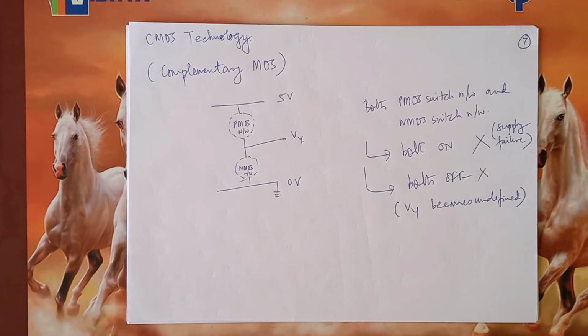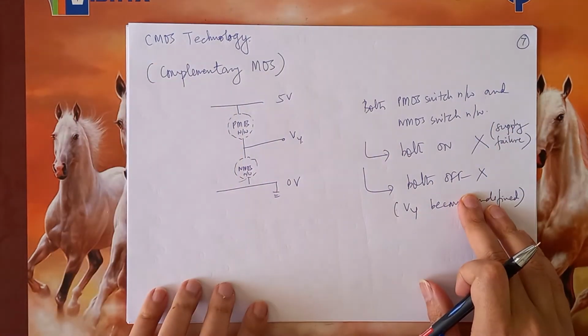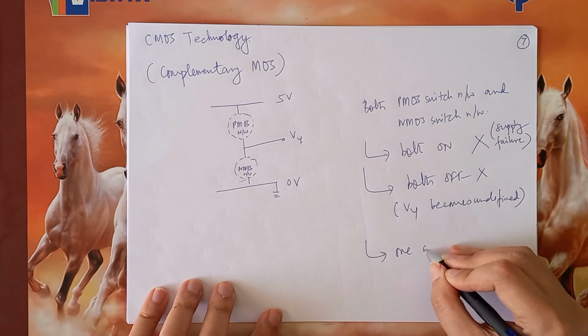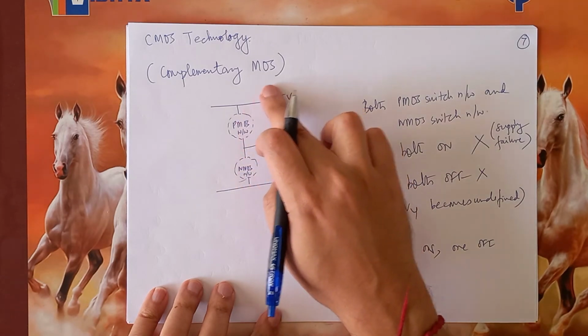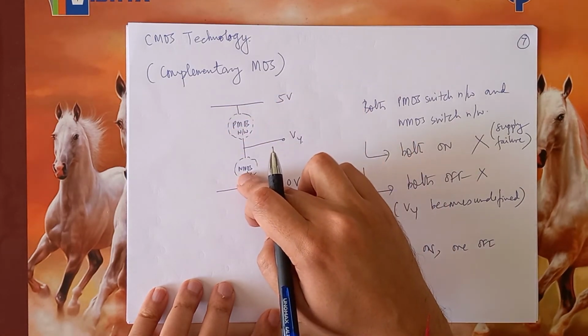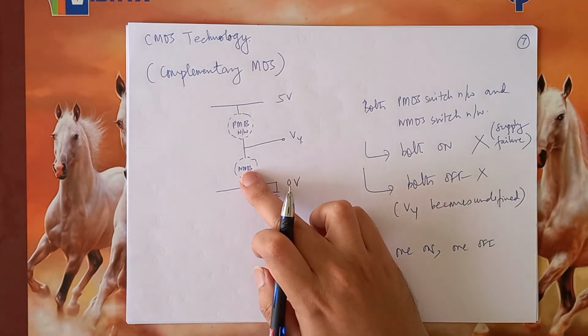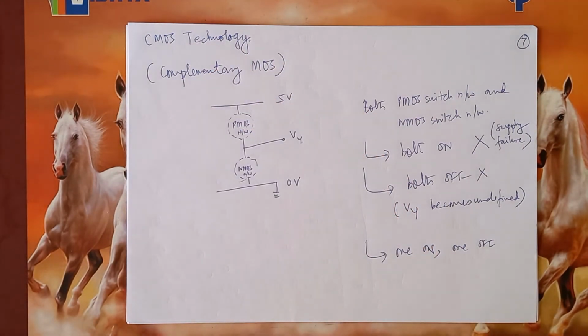Both of these we don't want. But the consequence of this discussion is to imply that at any point of time, only one will be on, thereby giving Vy a connection to either 5 volts or 0 volts, but not both of them together. So when the NMOS network is on, the PMOS network is off, or when the PMOS network is on, the NMOS network is off. Therefore, the name complementary MOS.